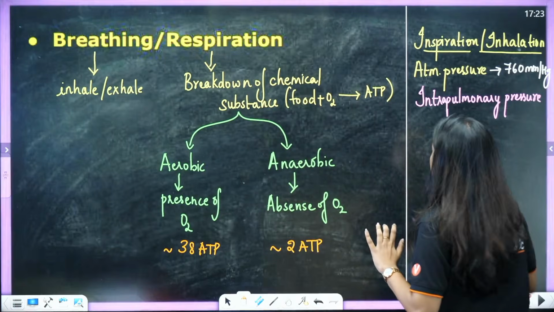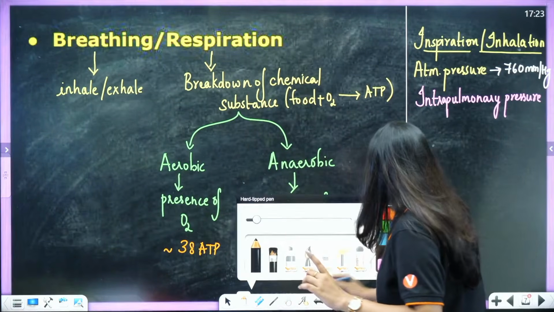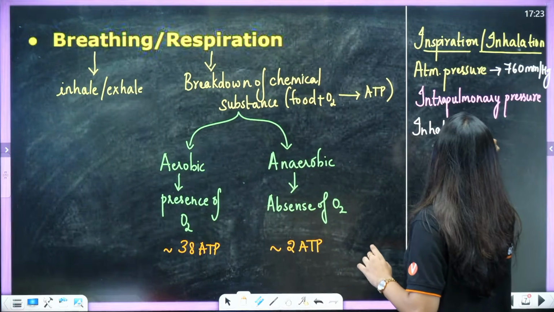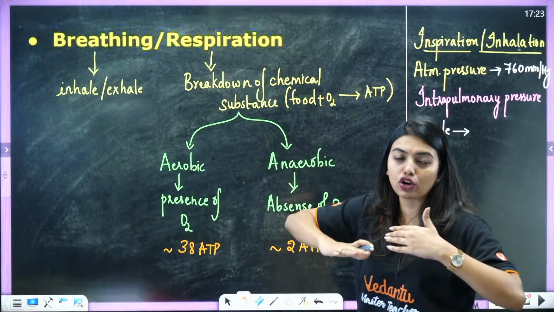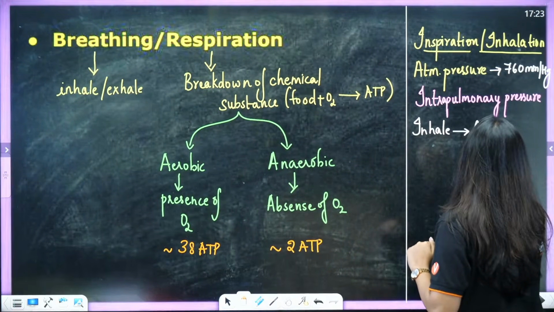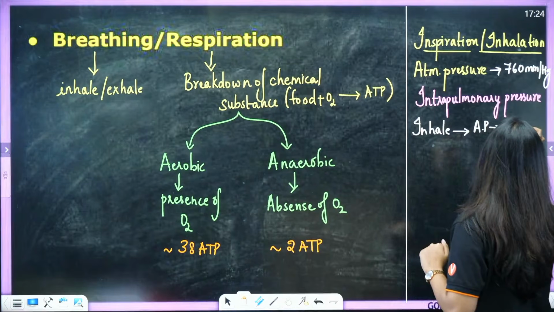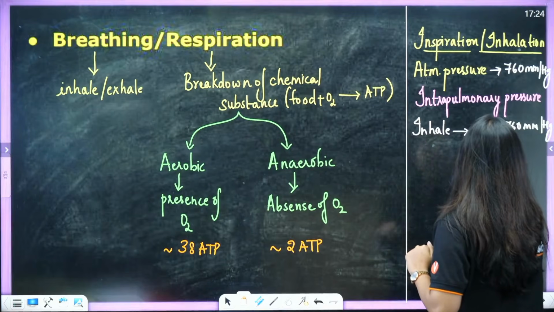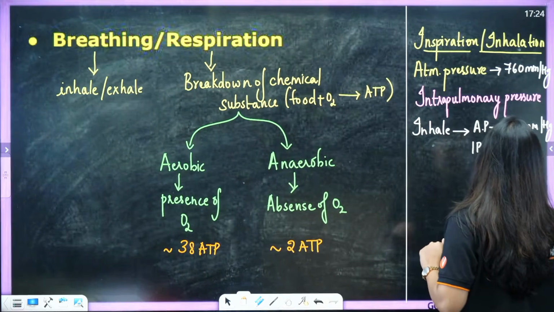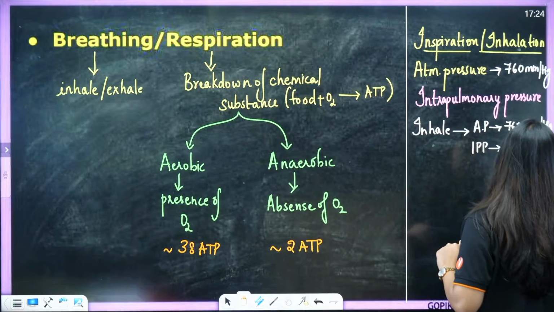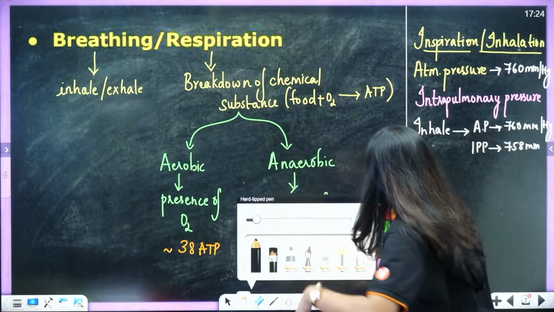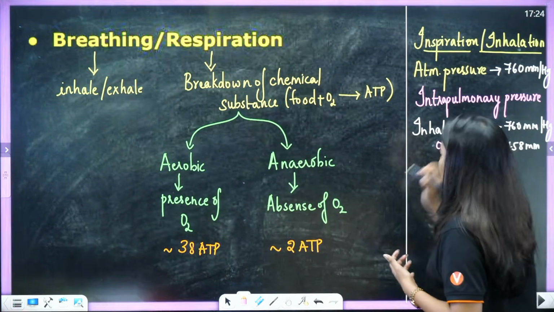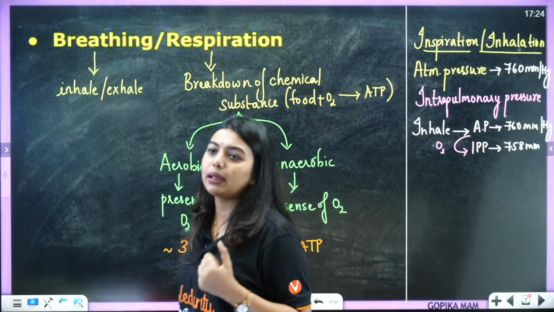But since I can change my intrapulmonary pressure, during inhalation I will change it. Air has to move from a region of higher concentration to lower concentration. So keeping that in mind, AP, that is atmospheric pressure, will be 760 mmHg, and I will change my IPP, intrapulmonary pressure, to 758 mmHg. This way, what will happen? The air will move from a region of higher concentration to a region of lower concentration, and that is how you will be able to inhale.